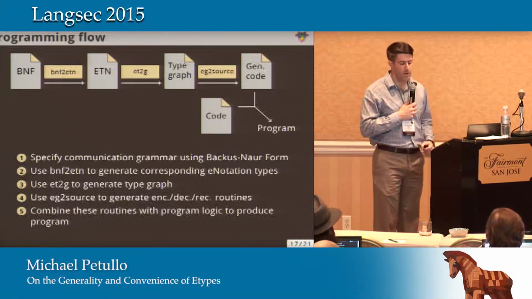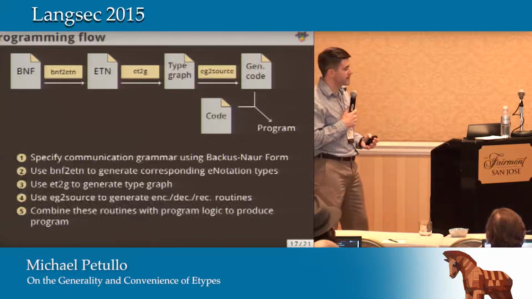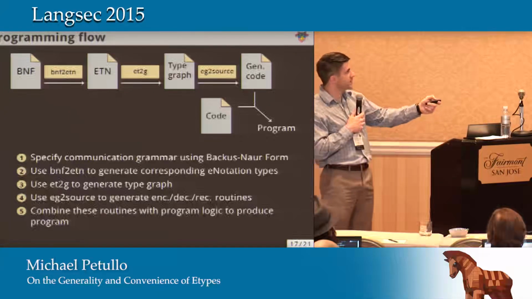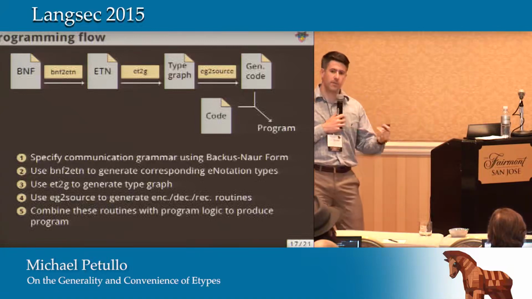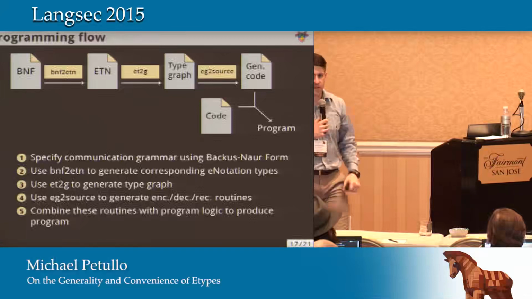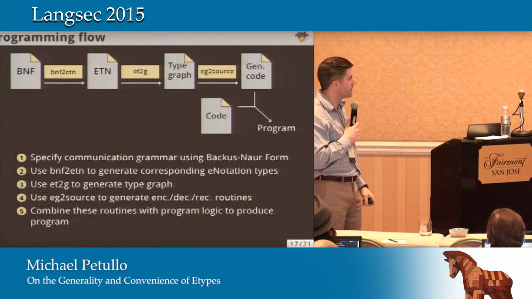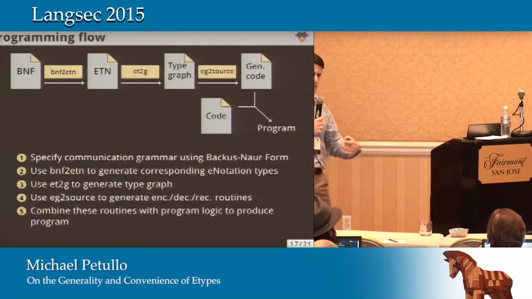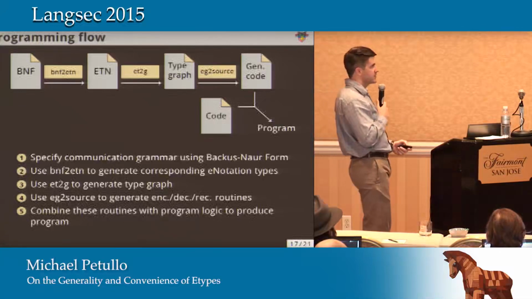Use ET2G to generate a type graph. The type graph contains a machine-readable description of the types and some type hashes. Then you can use EG2source to generate source code, which is your encoding, decoding, and recognition routines. You combine that with the logic code that you wrote in your programming language, and then you have your program. Separately, you take those type hashes and sprinkle them across all the file system objects that you want to permit the reading and writing of this particular grammar or type during the operation of the system. From that point on, this program can only produce, using those OS objects, data which is well-formed with respect to this original grammar. If it's not well-formed, the write will fail.